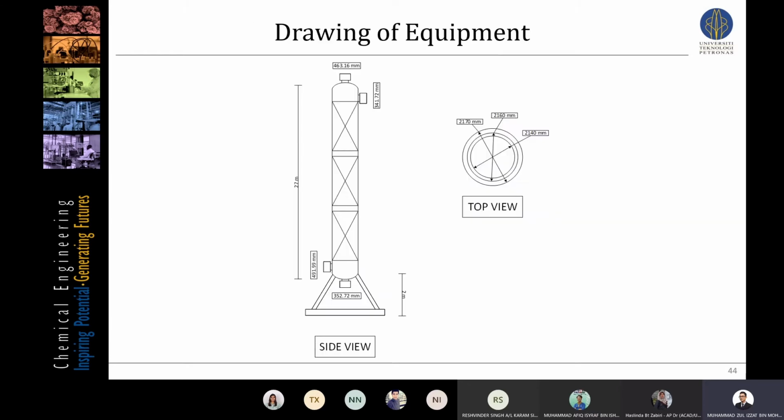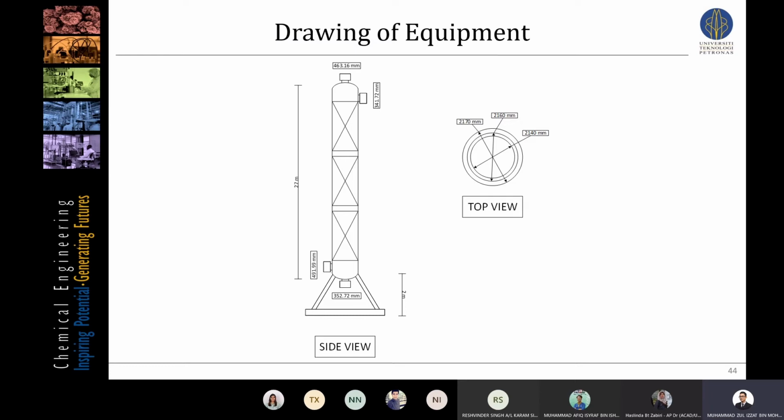For the drawing of the equipment, you can see the total height of the absorber is 27 meters, the skirt height is 22 meters, and also shown is the size of the nozzles: the inlet gas at 491 millimeter, the inlet of the solvent at 341 millimeter, the liquid outlet at 352 millimeter, and also the gas outlet at 463 millimeter.